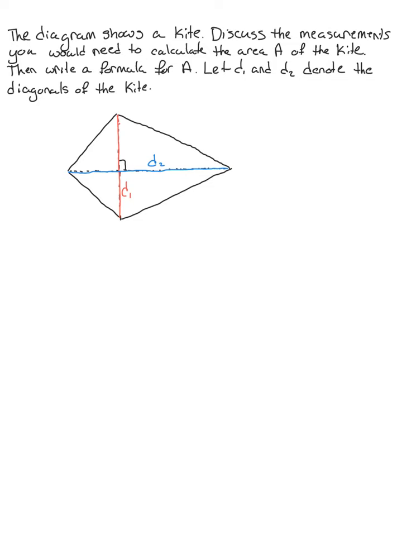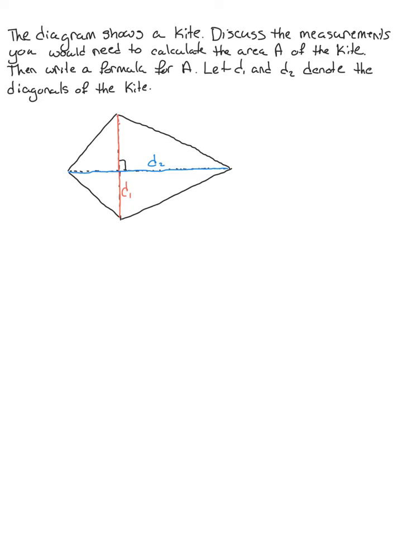Hey there. So today we're going to be answering this question. The diagram shows a kite. Discuss the measurements you would need to calculate the area A of the kite. Then write a formula for A. Let D1 and D2 denote the diagonals of the kite.